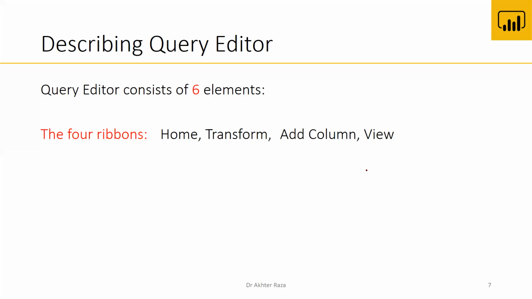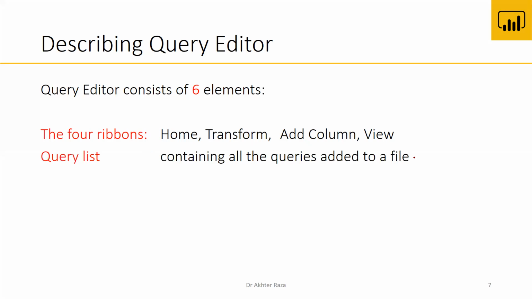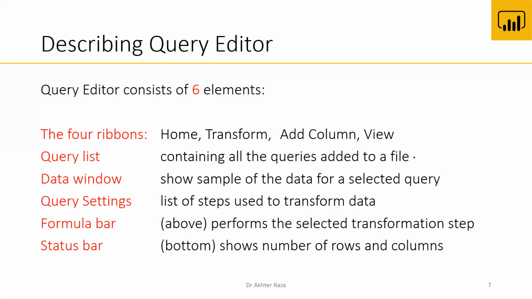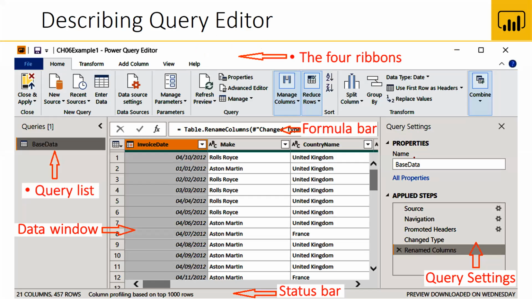Query editor consists of 6 elements. There are the 4 ribbons: home, transform, add column, and view. These are the different options, and I'm not going to describe each and every option here, but you can see the query editor window in this slide. We have all the query lists. The data in the query window can be shown in the middle pane, and all actions are seen on the right pane of the query editor.